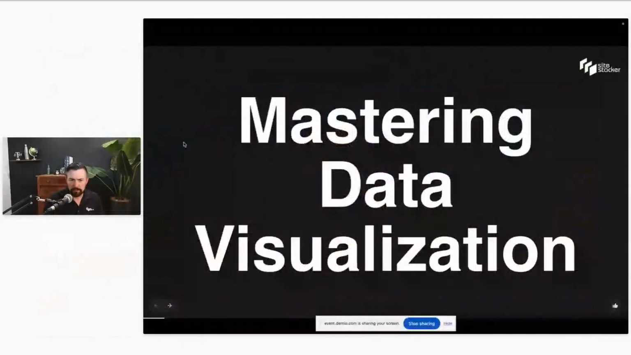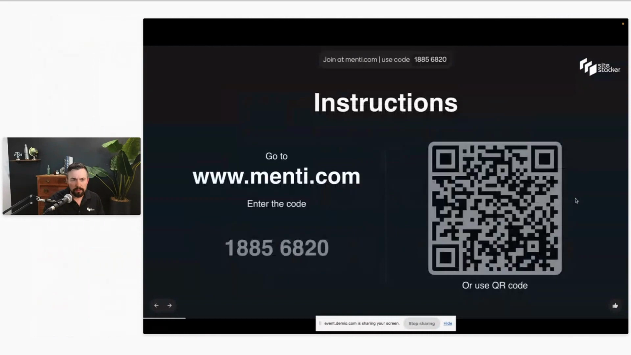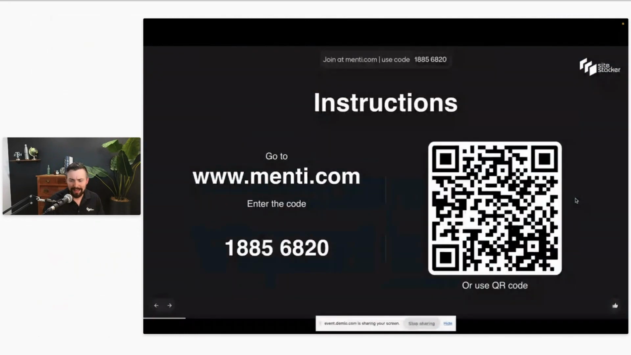So let's share the screen here. Today we've got an interactive piece with mastering data visualization, and we're going to go through this. You can use your phone to sign up for this Menti. It's going to allow you to vote and interact, and let us know the kind of pieces you're interested in, and make it a little more interactive for us. You can sign up with your phone or through the link and the code.